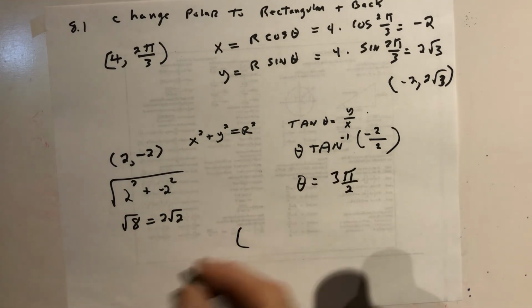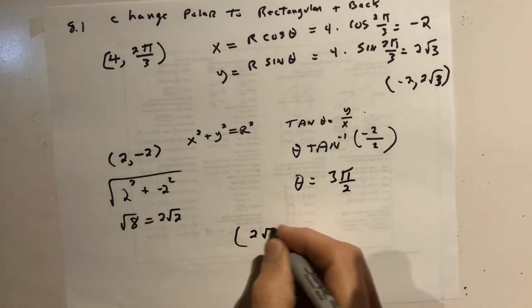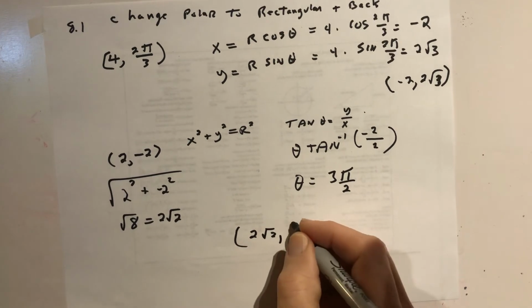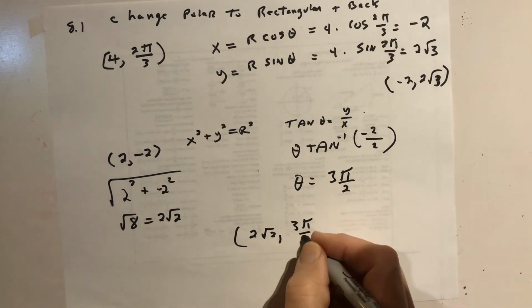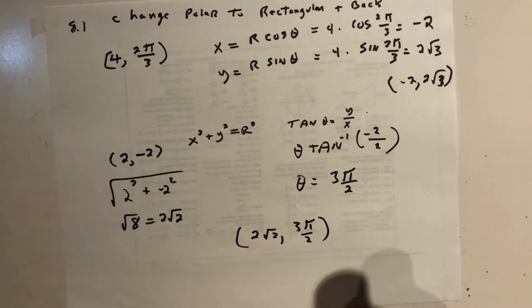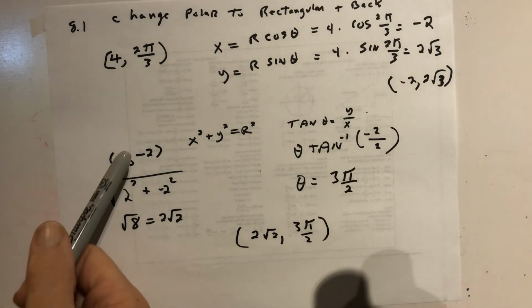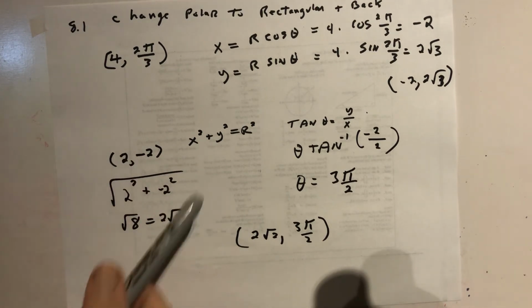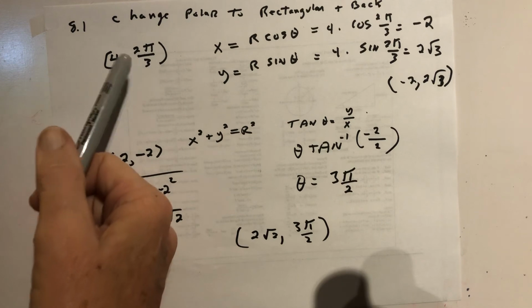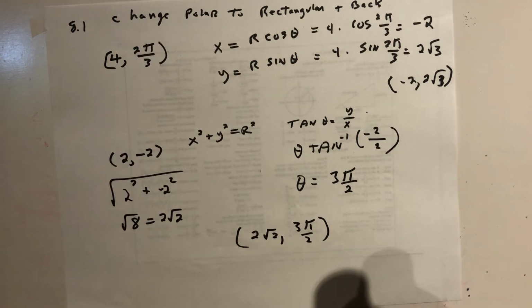So what are our coordinates in polar? You always get the distance first. So the distance is 2 root 2, and the angle is 3 pi over 2. That's how you go from rectangular to polar, and up here's how you go from polar to rectangular.